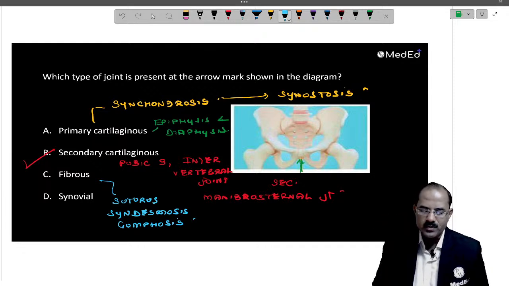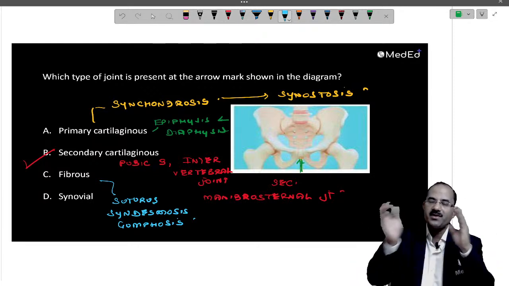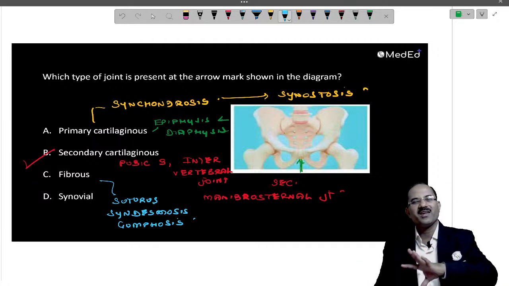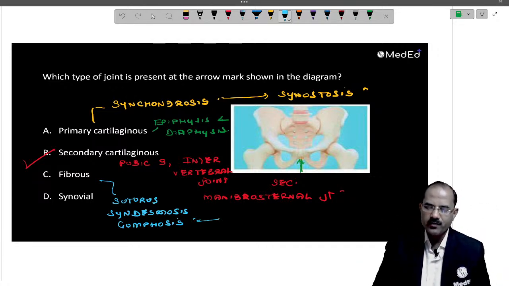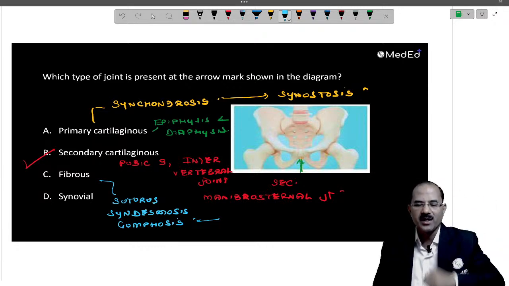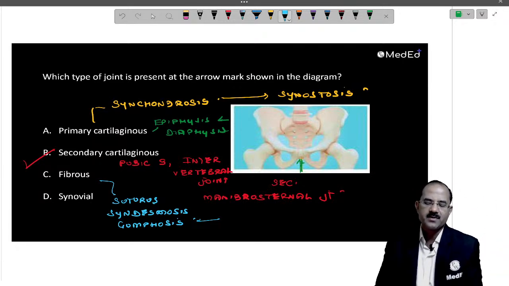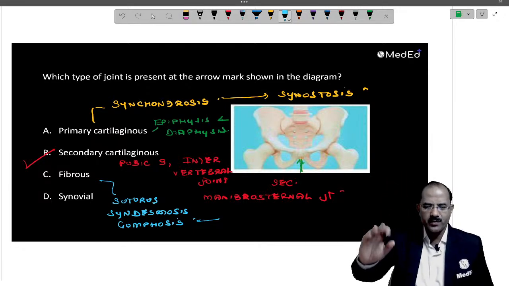Sutures, example is skull bones. Syndesmosis, example is the interosseous membrane between the radius and ulna, tibia and fibula. Gomphosis is teeth fitting in the socket, a peg and socket type of joint. Perfect. I hope this is clear to all of you.